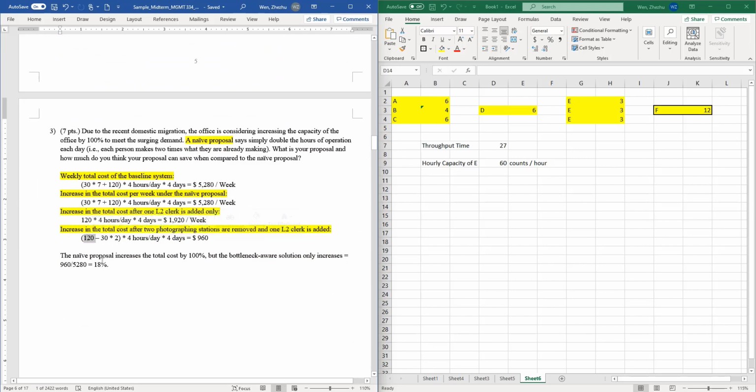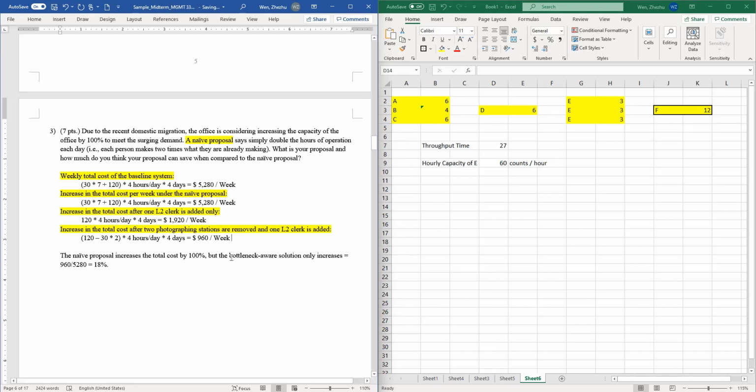So 120, you're eliminating 2 from the baseline level. Therefore, this is actually your total cost increase. You're saving from somewhere else. You're adding because of level 2, and 4 hours a day, 4 days a week. That gives you a 960 increase each week.